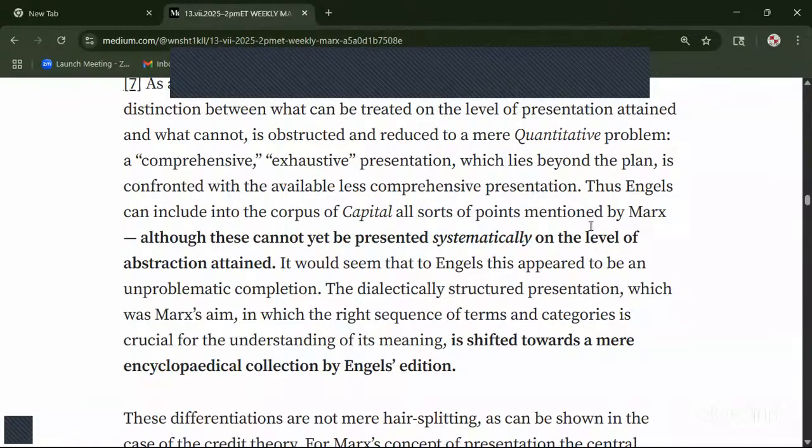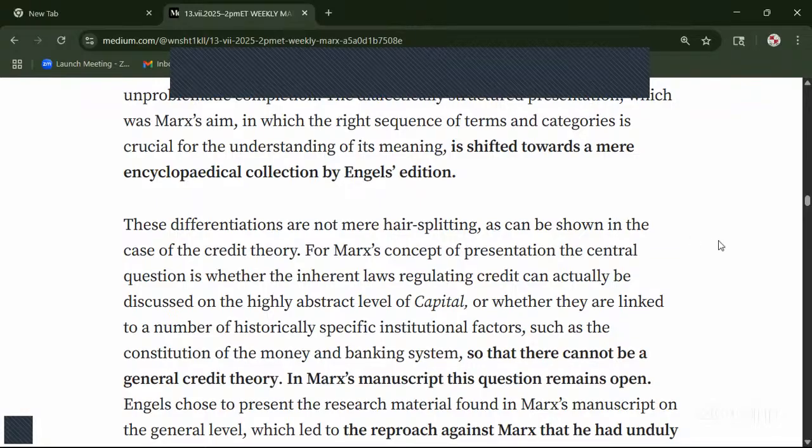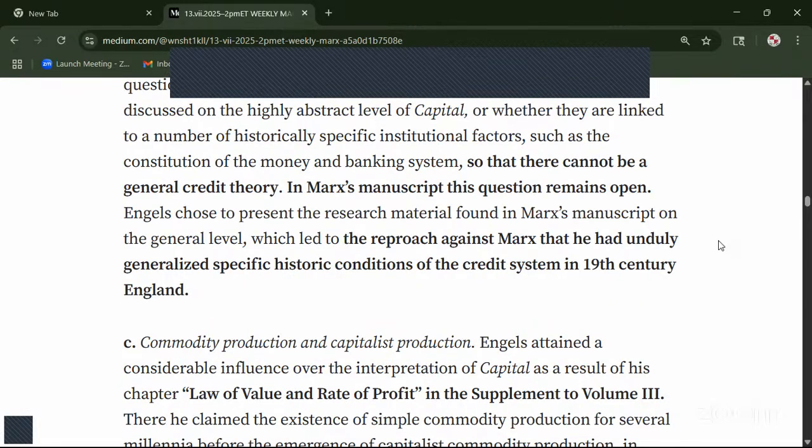These differentiations are not mere hair splitting, as can be shown in the case of the credit theory. For Marx's concept of presentation, the central question is whether the inherent laws regulating credit can actually be discussed on the highly abstract level of capital, or whether they are linked to a number of historically specific institutional factors, such as the constitution of the money and banking system, so that there cannot be a general credit theory. In Marx's manuscript, this question remains open. Engels chose to present the research materials found in Marx's manuscript on the general level, which led to the reproach against Marx that he had unduly generalized specific historic conditions of the credit system in 19th century England.